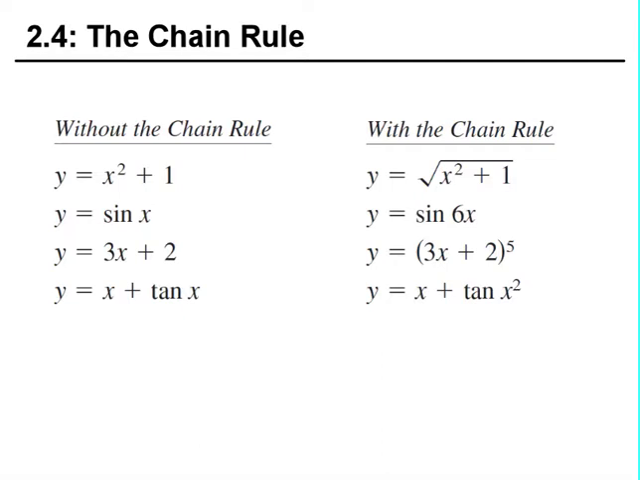Then if you look on the right, you're going to notice there are some distinct differences. The first distinct difference is that each one has a quantity. You've got a square root of a quantity, the sine of a quantity, a quantity to a power, and this tangent x squared, once again, is tangent of a quantity. So that's what we're going to do: look at how you can find the derivative of those individual terms.